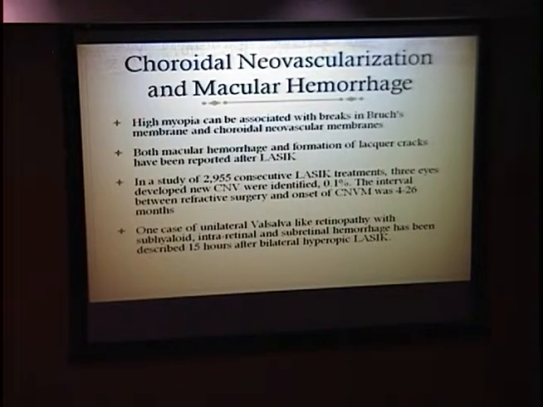2,955 consecutive LASIK treatments. And in that study, three eyes developed new choroidal neovascularization, 0.1%. But the interval, again, was 4 to 26 months, and that incidence rate was not different than in their practice just for myopic patients developing CNVM. So it seems like having LASIK didn't really affect that incidence rate. There is a case report of a unilateral Valsalva-like retinopathy with subhyaloid, intraretinal, and subretinal hemorrhage 15 hours after bilateral hyperopic LASIK.